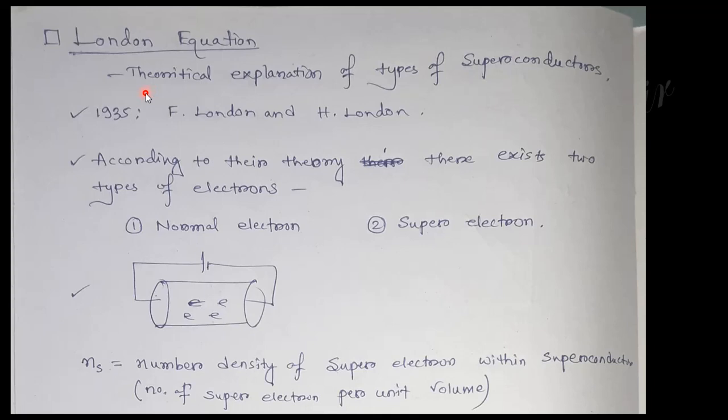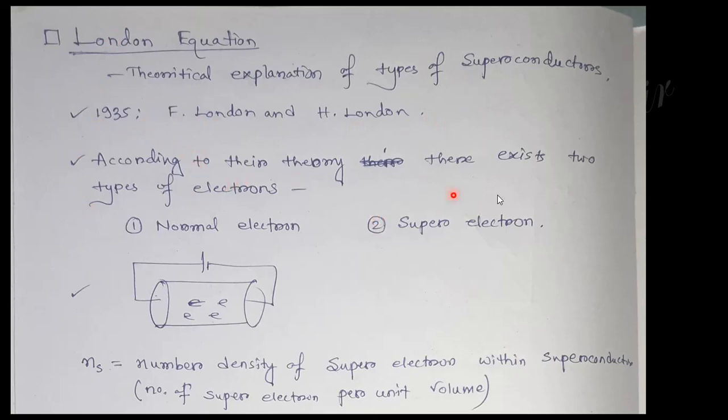Actually this equation gives you the mathematical explanation of the superconductor. The mathematical explanation of the superconductor can be found from the London equation. The theoretical explanation is the London equation. In 1935, F. London and H. London established these things.